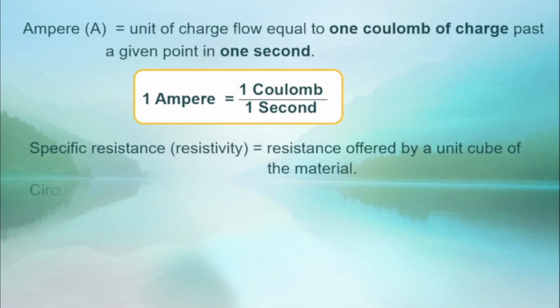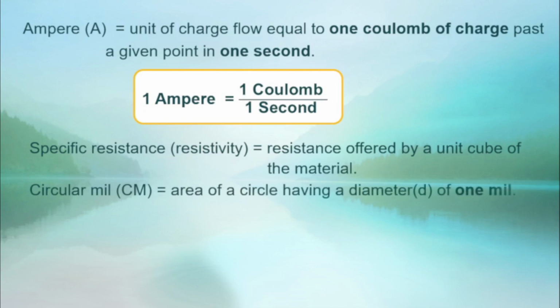Circular mil is the area of a circle having a diameter of 1 mil. Circular mil equivalent, cm equals diameter squared, or 1000 mil equals 1 inch, or 1 mcm equals 1000 cm.